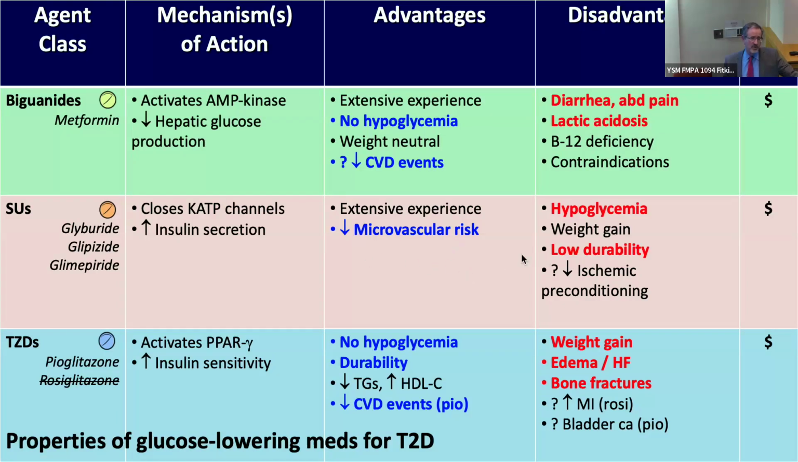But they have been demonstrated to reduce microvascular risk: retinopathy, nephropathy, and neuropathy. So, when you lower glucose through any means, you're supposed to reduce microvascular risk. Not the same for macrovascular risk, but hold on that point.